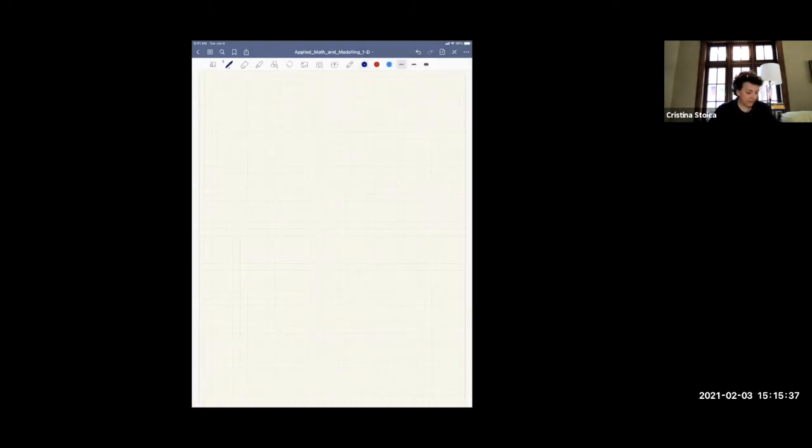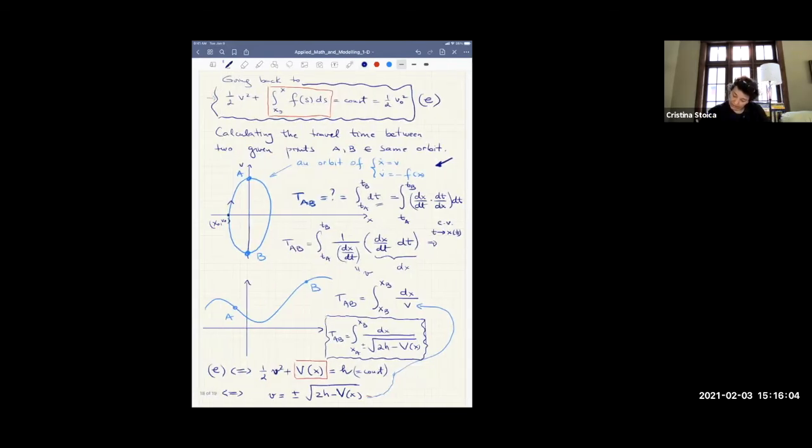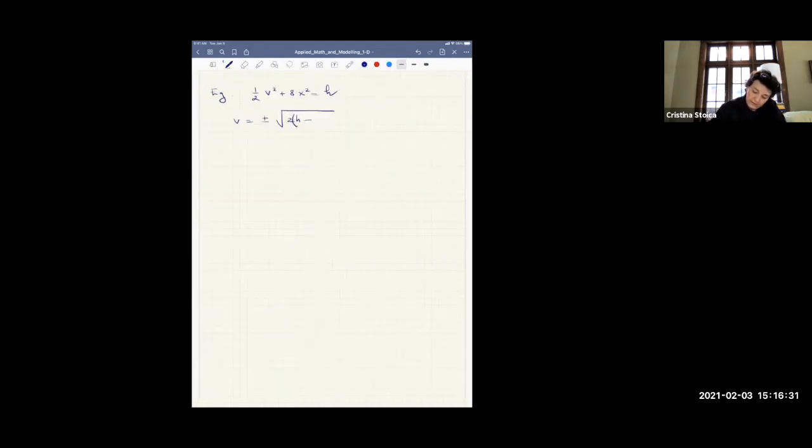Okay, yeah, I have it here. So for example, let's say we have 1 over 2 v squared plus 8x squared equals h. So v in this case is square root of 2h minus, sorry, here a bracket is missing. Put the bracket in. So I'm bringing to the same denominator, 2h minus 2 big V, bracket, bracket. And this is little v. So 2h minus big V of x.